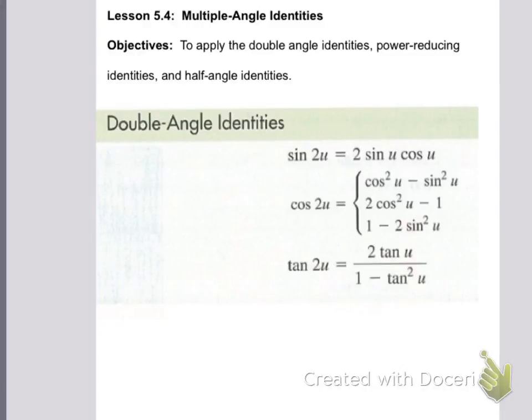Alright, last section of chapter 5, kids, 5.4. Multiple angle identities. So we want to apply the double angle identities, power reducing identities, and half angle identities. As you can see here, the double angle identities: sine of 2u, cosine of 2u, and tangent of 2u. If you notice, cosine of 2u has 3 different things that it could be. And I'm guessing that we would probably apply those in different situations depending on what the problem was.